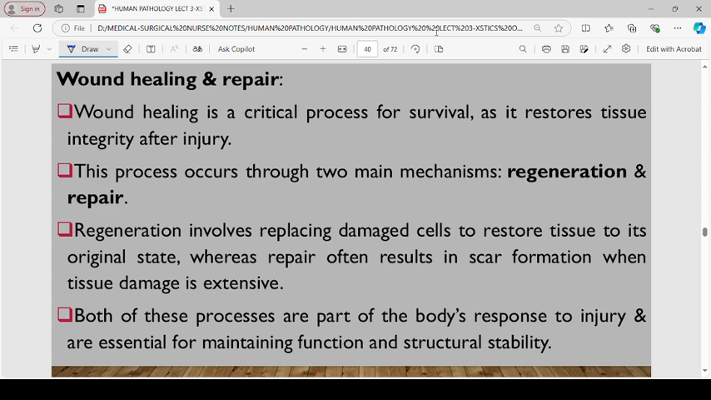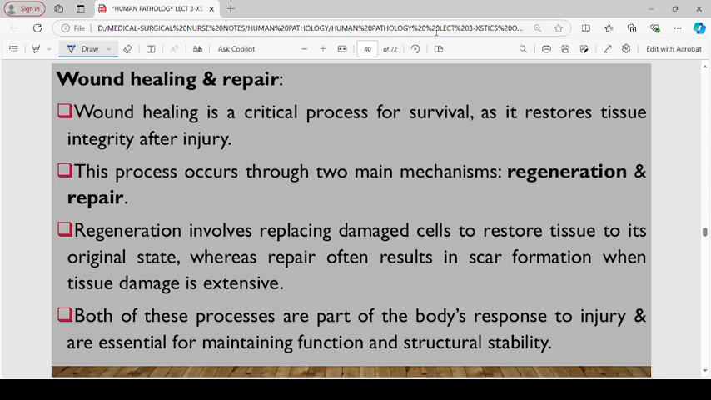Remember, all these processes we have, inflammation is implicated in all these processes. So wound healing is a very crucial process for survival, and it normally restores tissue integrity after injury. This process normally occurs through two main patterns. We have regeneration and repair.